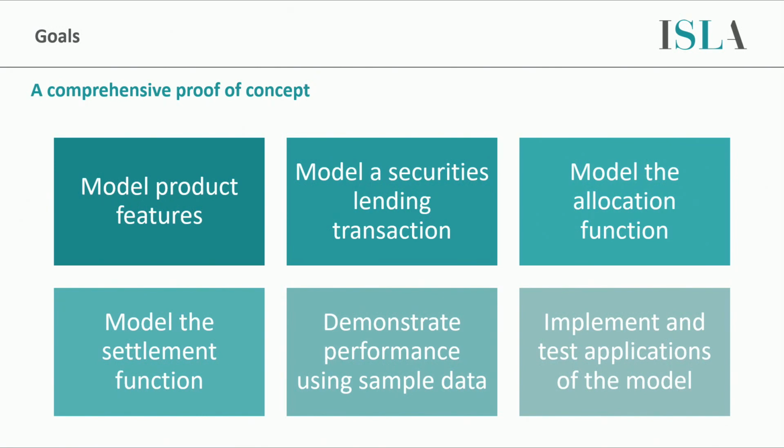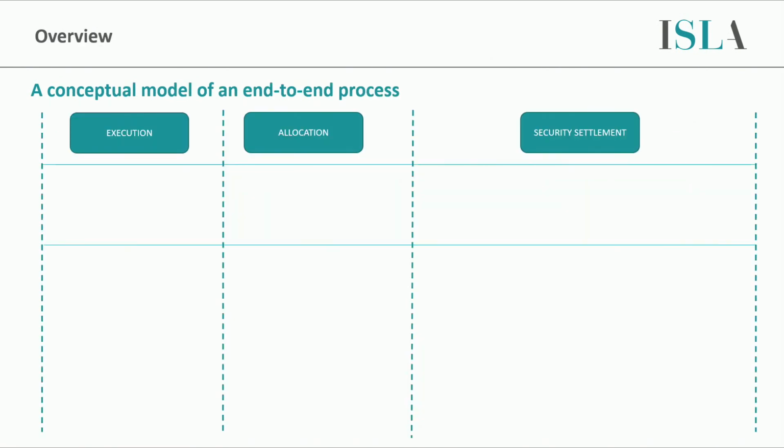The completion of these goals and objectives allows a conceptual end-to-end process to be put together, representing a simple workflow for a securities lending transaction. So the conceptual model of an end-to-end process can be divided into 3 main areas as per our goals and objectives for the pilots: execution, allocation, and settlement.